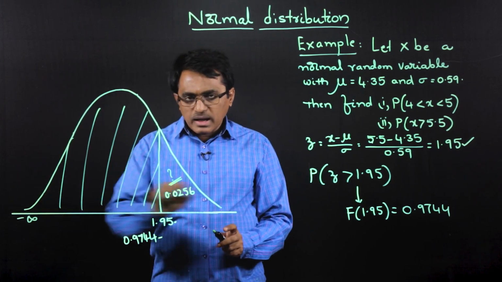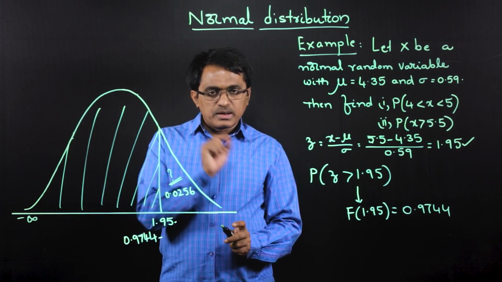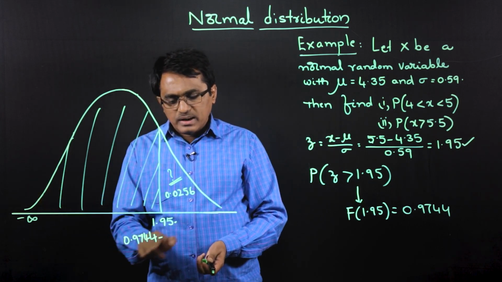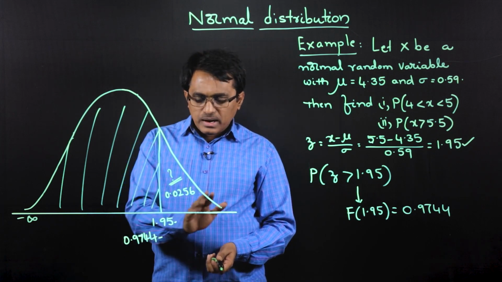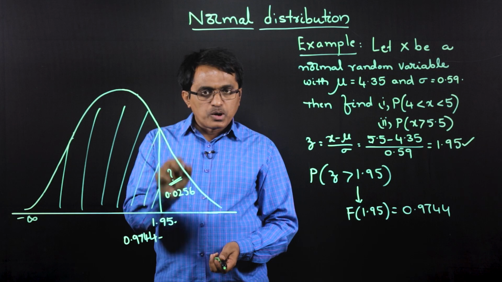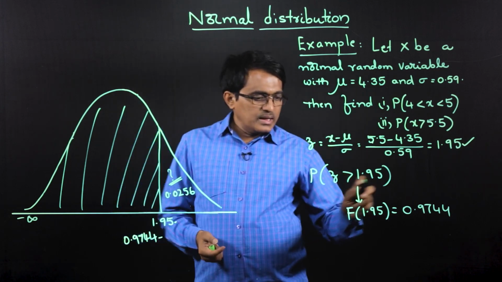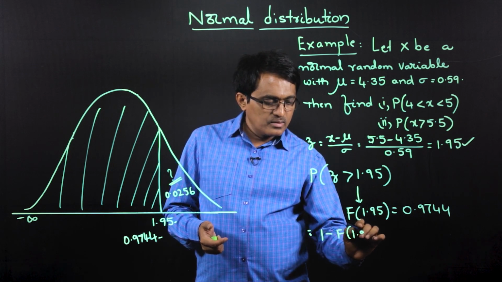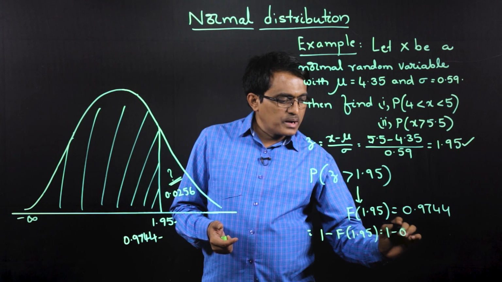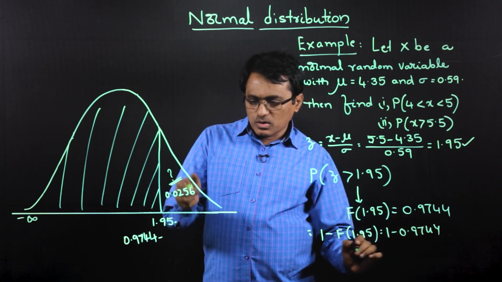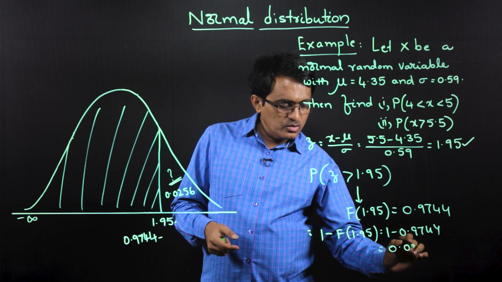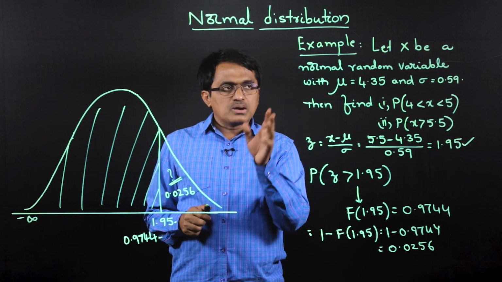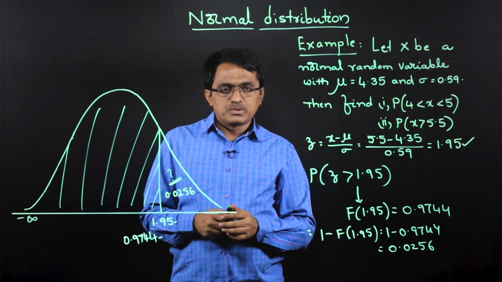Now we know that the total area under the normal curve is 1, that means total probability is 1, where till 1.95 the value is 0.9744. Then if we take 1 minus f of z, we will get the probability we require. So that is nothing but 1 minus f of 1.95, that is 1 minus 0.9744, which results in 0.0256. So this is how we need to solve a problem related to normal distribution.